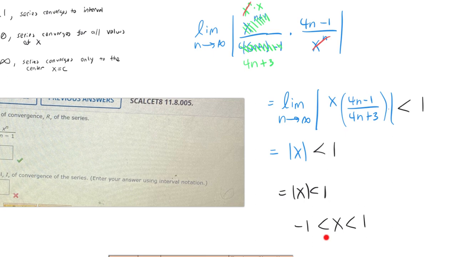Now that actually gives us a sense of the interval. So I'm going to draw it. We have a negative 1, we have a 1, and we have everything in between. So the center appears to be 0, and therefore the radius is going to be 1. And that's why this answer ended up being correct.